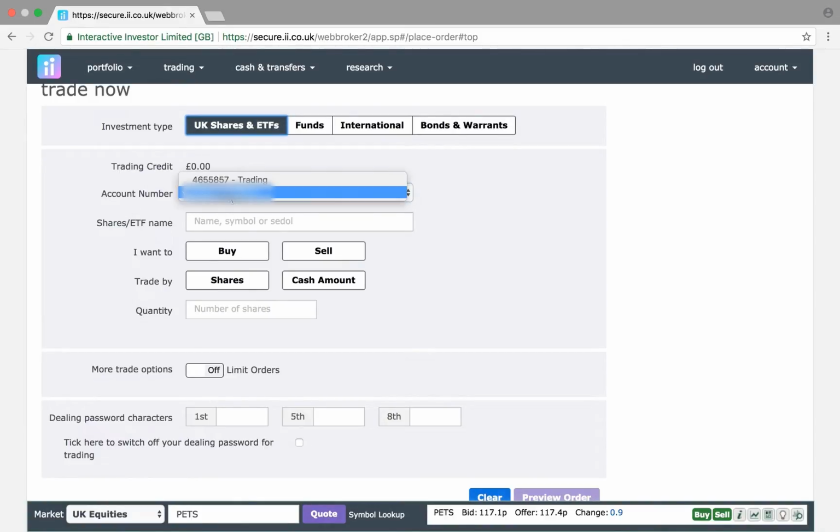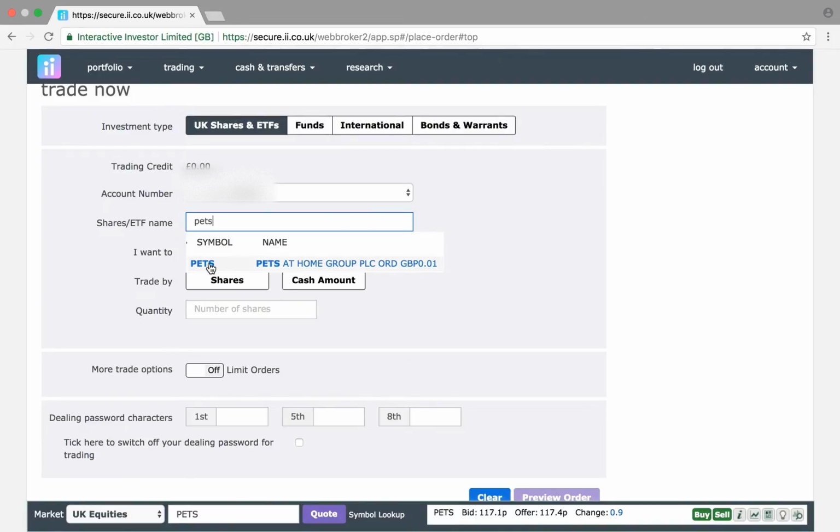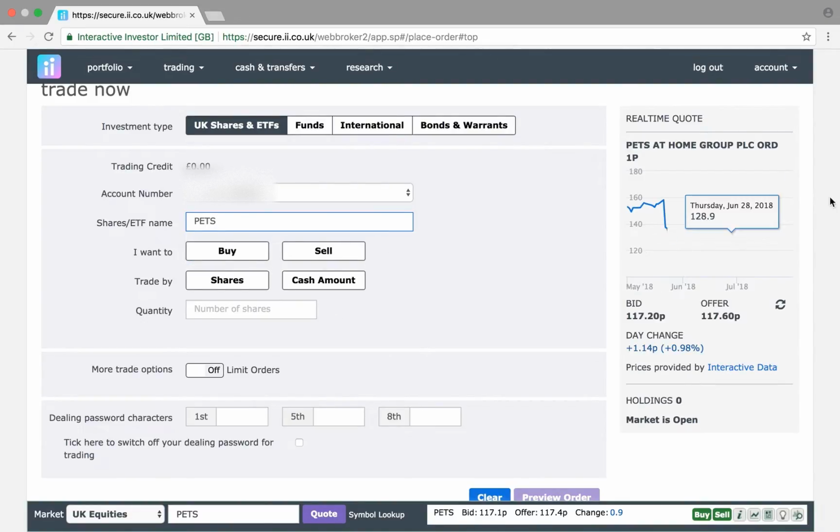So this is my ISA account, and you can trade between the two, but we're going to be using the ISA today. Shares and ETF name. So this is the ticker symbol that you want to type in of the stock you want to buy. Pets at Home's ticker is PETS, so PETS. I'm just going to click on that, and then that will confirm here that it's the right stock.